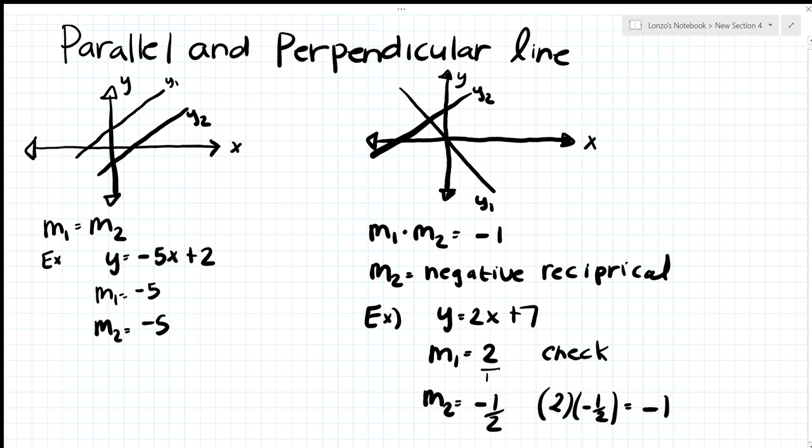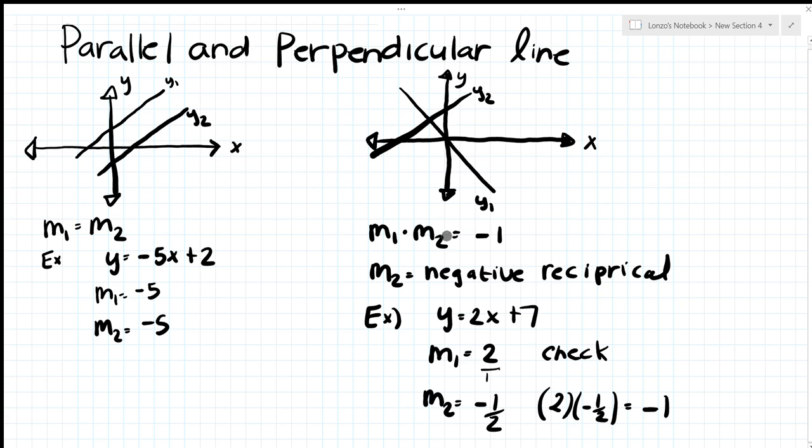An example would be y equals negative 5x plus 2. Let's say you wanted another linear equation that's parallel to this one. The slope will also be negative 5. That's how you know two lines are parallel: their slopes must be the same. What about perpendicular lines? How do you know if two lines are perpendicular? You take the slope of the first line times the slope of the second line, and that should equal negative 1.